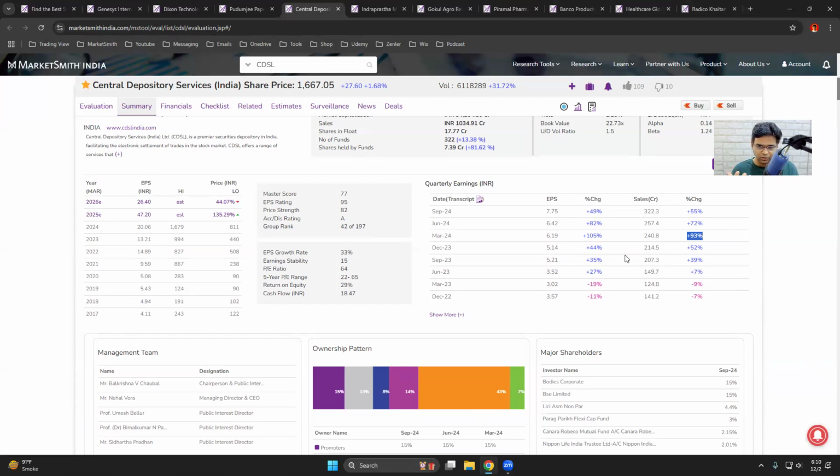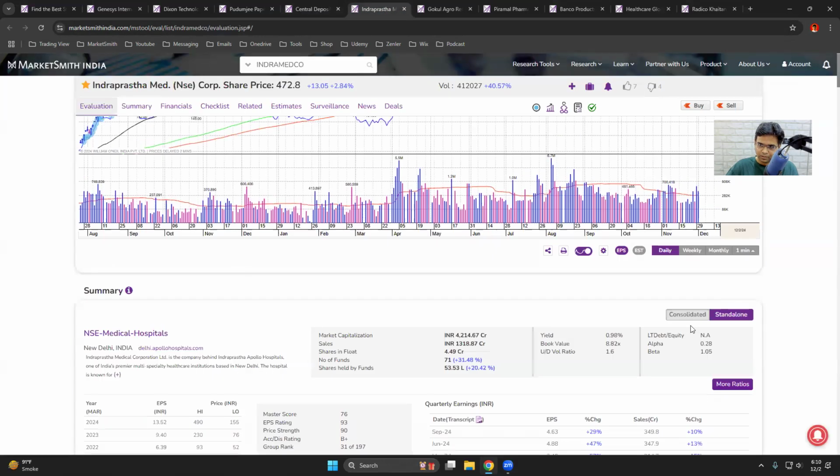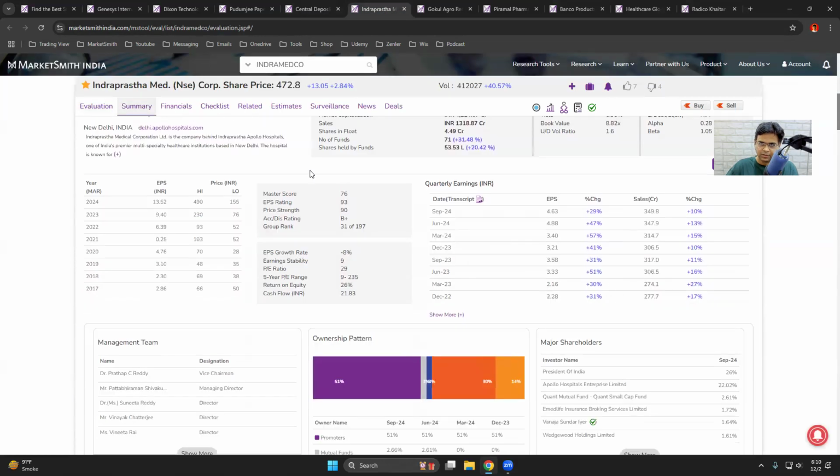For a leading stock, you need companies where the sales and EPS quarterly, at least the latest 3 quarters, both are accelerating. Okay. Next, have a look at this. Indraprastha Medical, less than 25%. So that means you need to see accelerating sales growth. Here you have decelerating sales growth: 15, 13, 10. So it is not accelerating, it is decelerating.